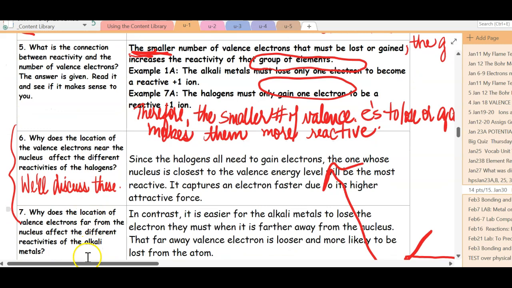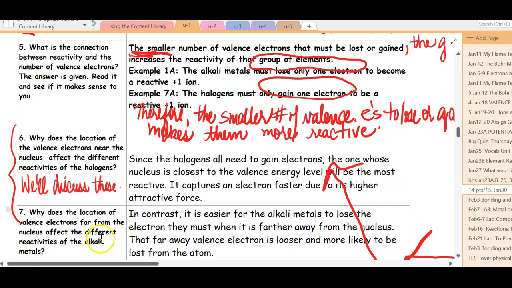Question 6 says, why does the location of the valence electrons near the nucleus affect the different reactivities of the halogens? Well, since the halogens all need to gain electrons, the one whose nucleus is closest to the valence energy level will be the most reactive, and it would be the smallest one. Right? Wouldn't the smallest atom have its nucleus closer to the valence electrons? So it can capture an electron faster due to its higher attractive force when the valence energy level is so close to the nucleus, the positively charged nucleus.